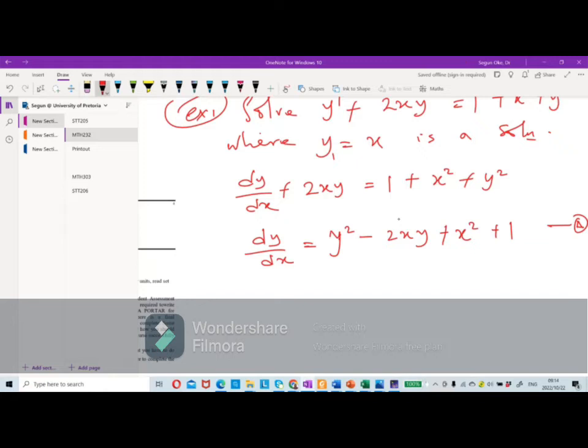So from our original equation, what is a of x in this case? What is b of x? Then what is c of x? Somebody should tell me. Look at your equation very well. A of x is 1. B of x is minus 2x. And c of x is what?